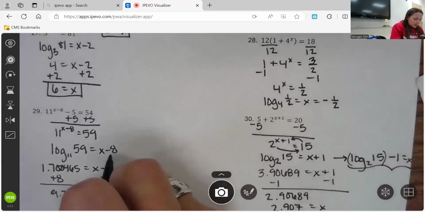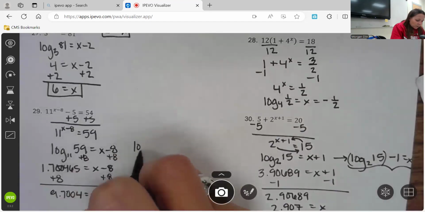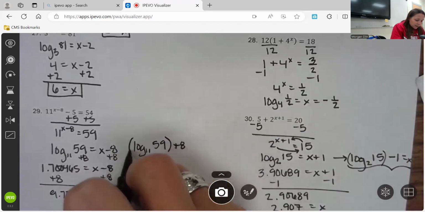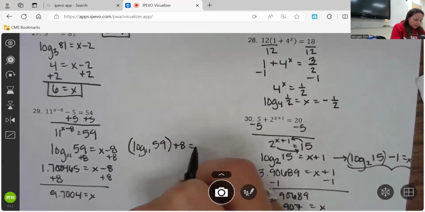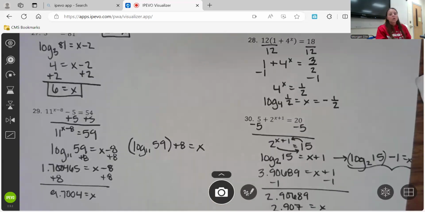Same thing here. We would just add 8. So log base 11 of 59 plus 8. All of that goes together. Don't add the 8 to the 59 equals x. So sometimes they may just want it represented like that as well. All right. Know how to go back and forth from exponential to log or log to exponential, and that can help you solve equations.